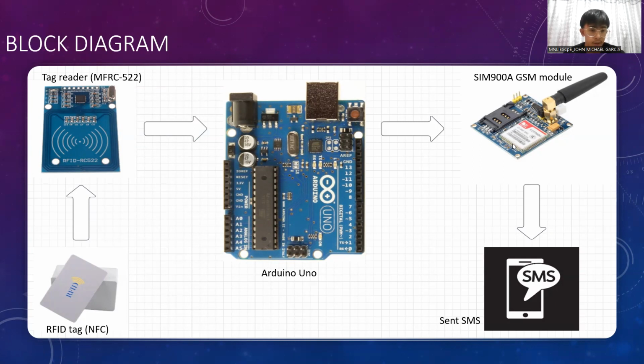So the student will be placing his ID near the scanner. Then when they are close together, the tag reader or the MFRC 522 will supply power to the RFID tag so that it will be powered and activated. Then when the RFID tag has been activated, it will be detected by the reader.